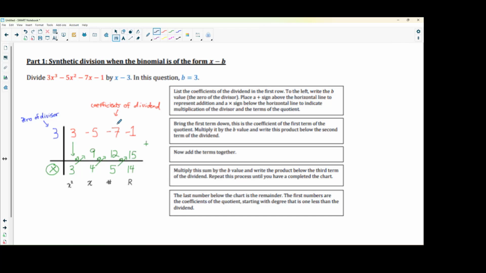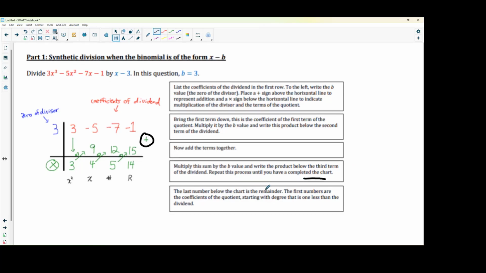Moving on to the next column, we add -7 and 12 to get 5. Then 5 times 3 is 15, and we add that. That's where the plus sign comes in. We add terms, multiply the sum by the b value, and write the product below the next term of the dividend. Repeat this process until you've completed the chart. The last number below the chart is the remainder. The first numbers are the coefficients of the quotient, starting with a degree that is 1 less than the dividend.